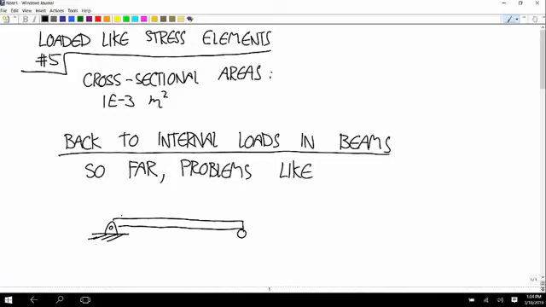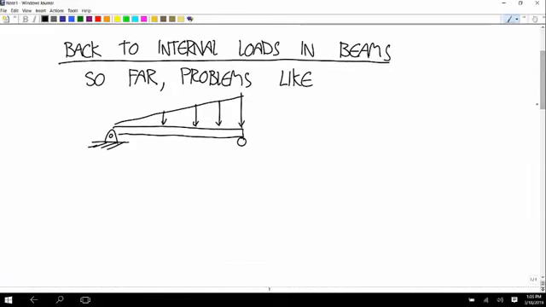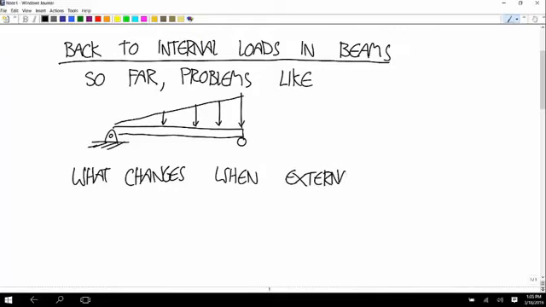So let's say we have something like this with a distributed load. But what do we do when, so what changes when the external loads don't follow a single function over the length of the beam?